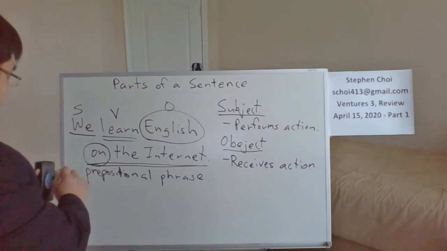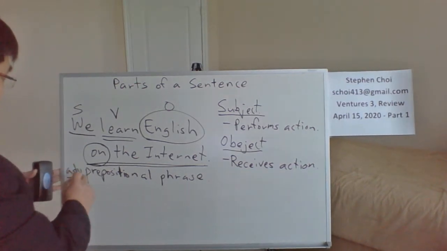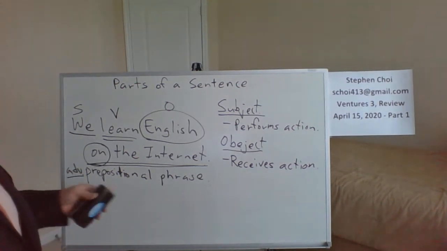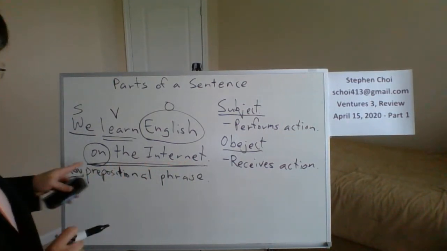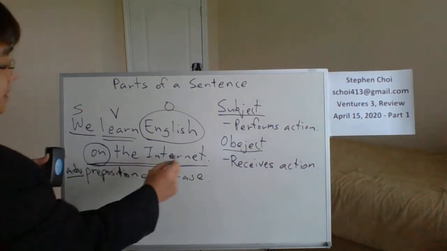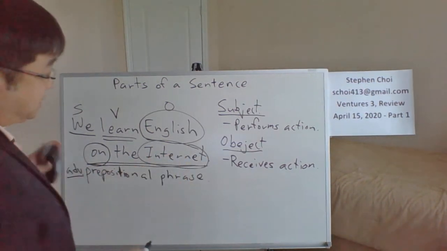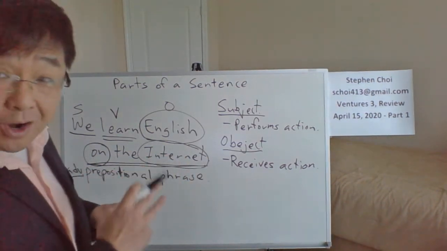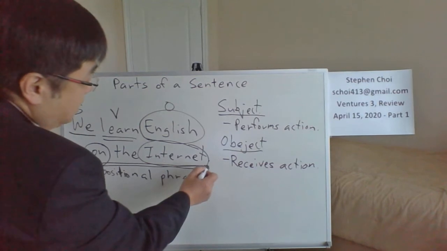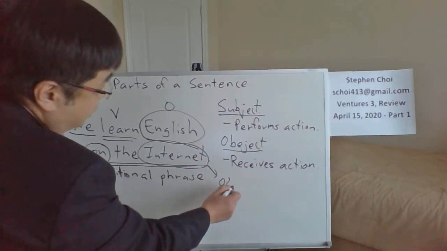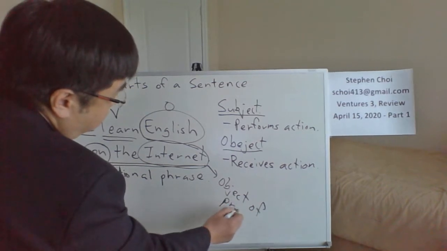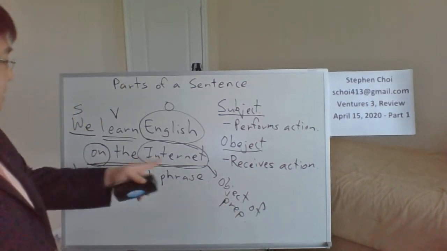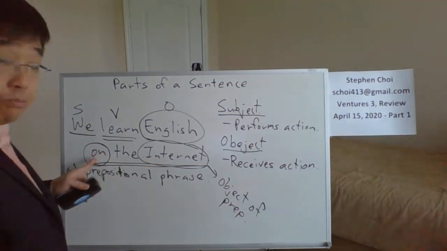So this would be an adverbial prepositional phrase in this case. Okay, so that whole thing is a prepositional phrase. Okay, and internet. The word internet is what? This is a little bit hard. We call that the object of preposition. Okay, that's the object of this preposition on.